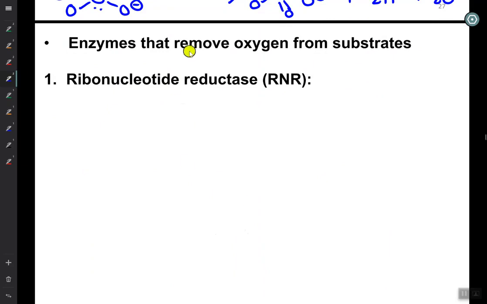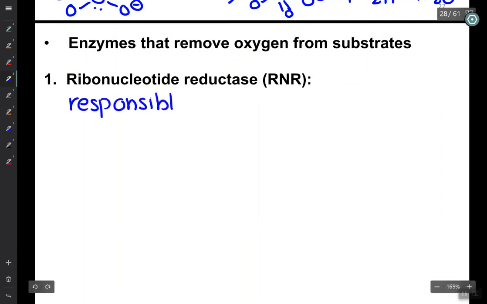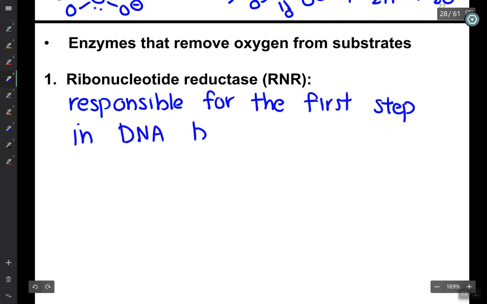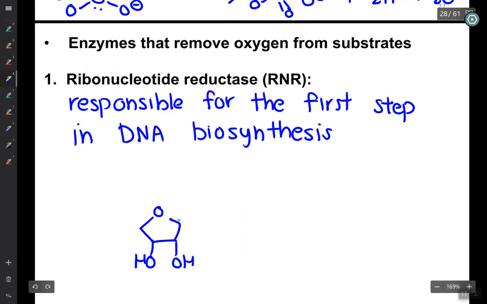There are enzymes that remove oxygen from the substrates, and a really important one for living systems, and this is present in all living systems, is ribonucleotide reductase. It is responsible for the first step in DNA biosynthesis. Because all living things have DNA, this RNR enzyme is very essential. And the reaction it catalyzes is a very important one.